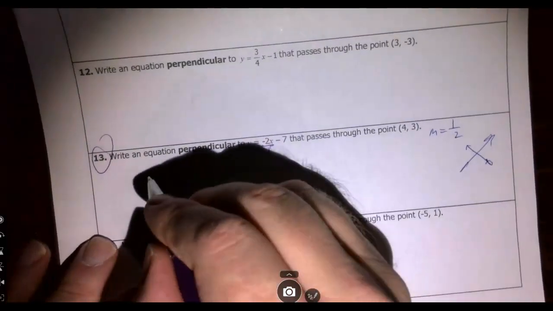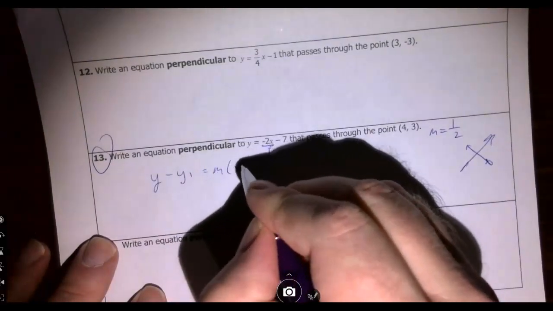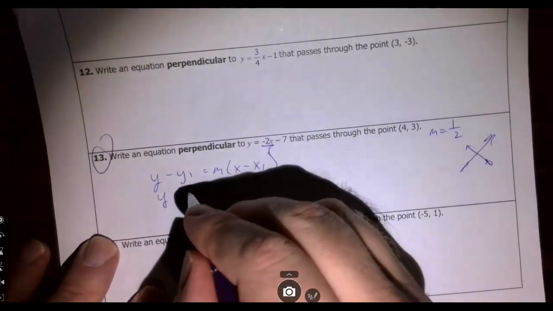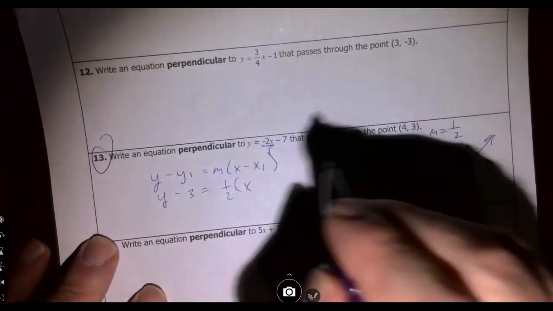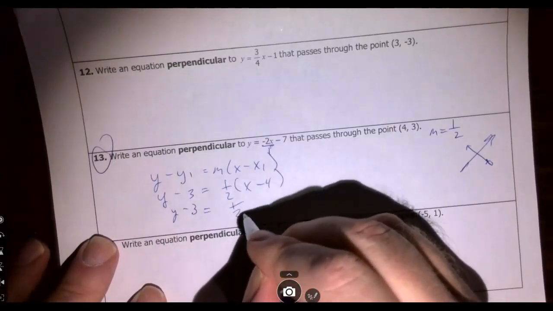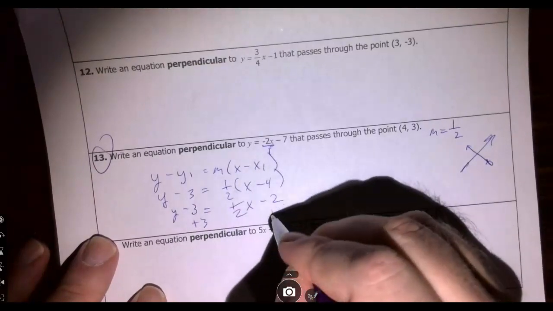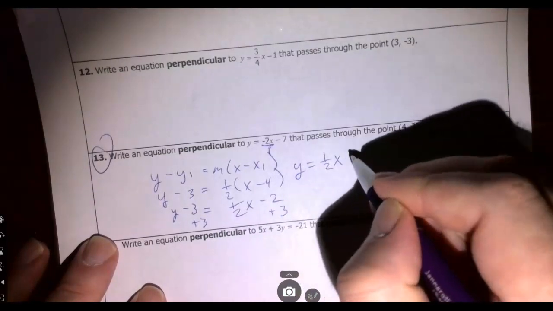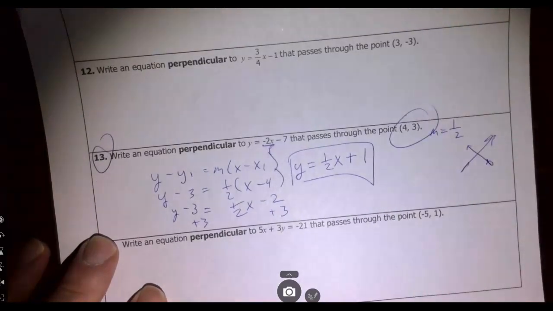Okay, so again, we do y minus y1 equals m times x minus x1. Plug in the point. Y minus 3 equals 1/2 times x minus 4. Leave the y minus 3 alone. Half x. Half of 4 is 2, and then we add 3. So our answer is y equals 1/2 x plus 1. Alright, so there's our line, and then we've got to check that point.